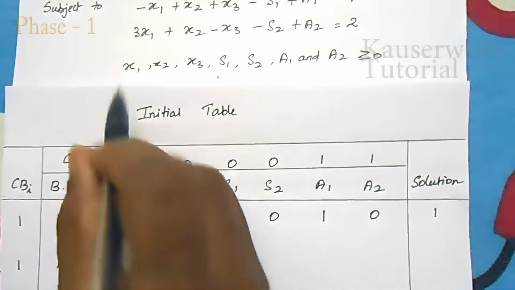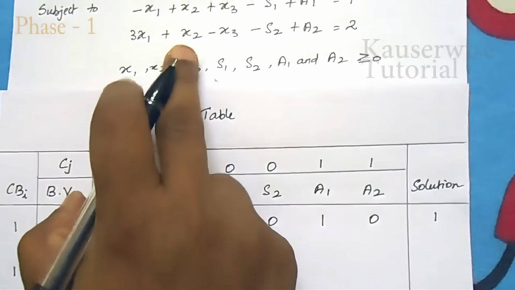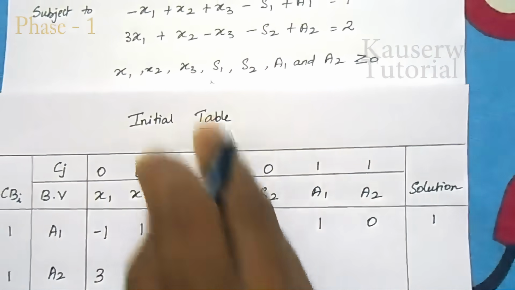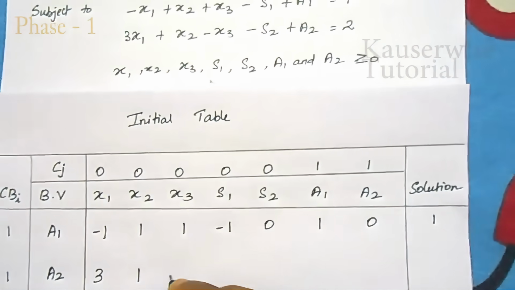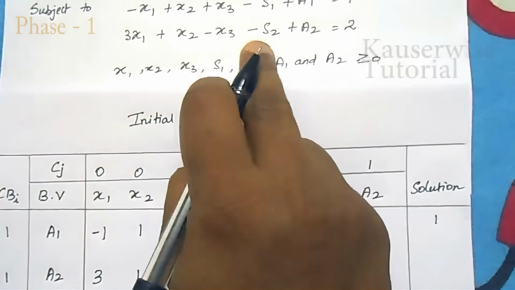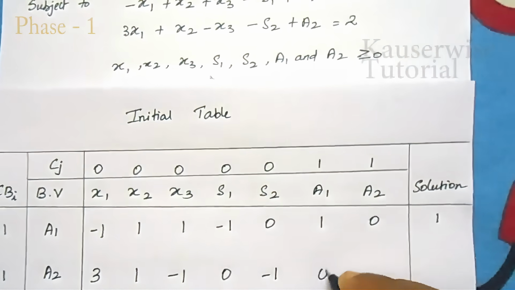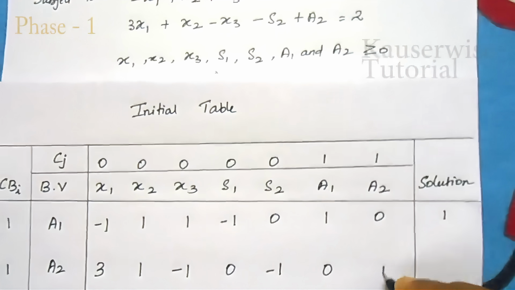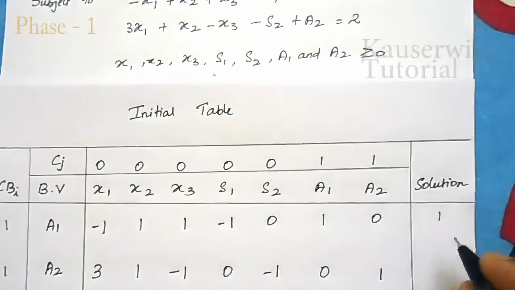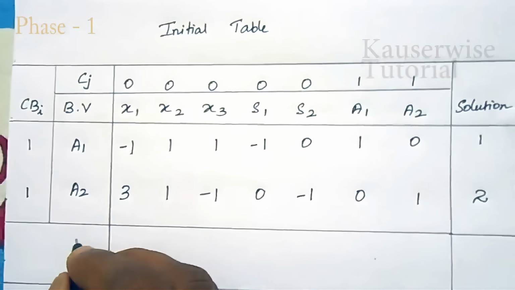In the second constraint, 3x1. So x1 value is 3, x2 value is 1, x3 value minus 1, s1 value 0, s2 minus 1, no a1, so 0, a2 value is 1, is equal to solution 2. Now we have to find the zj value.